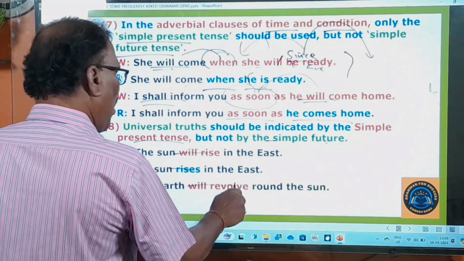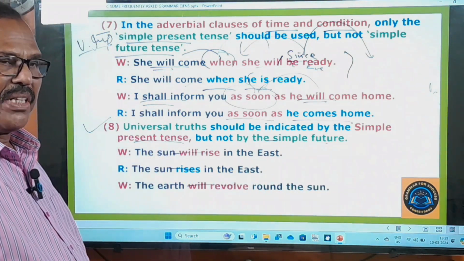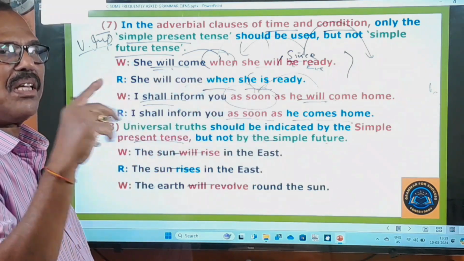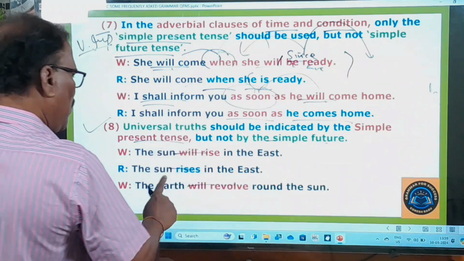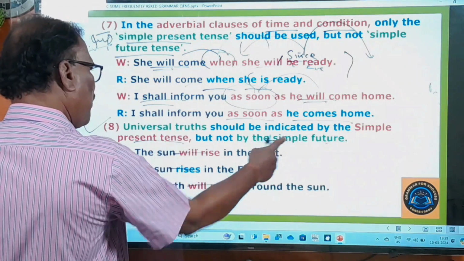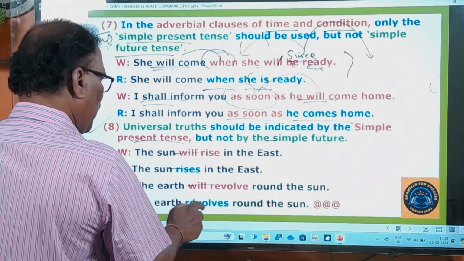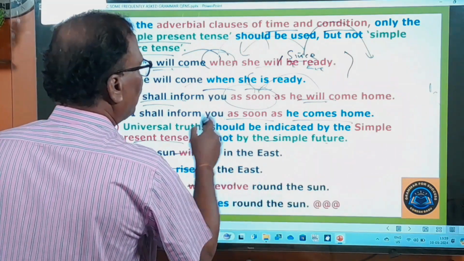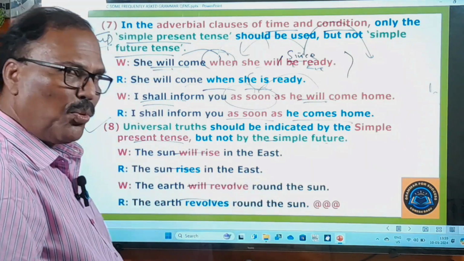One more example is given here. The earth will revolve around the sun. Again, this is also a universal truth. Whether you believe in that or not, the earth will be going round and round the sun. So you cannot express this in the simple future. You have to express it in the simple present. You have to say the earth revolves around the sun. So these rules are also very important. And now let's move on to learn the other rules.